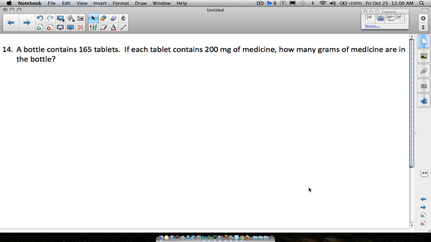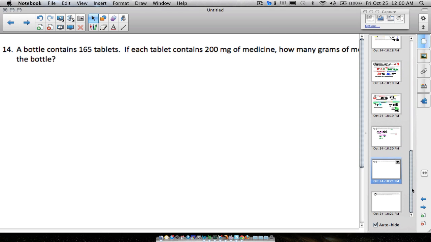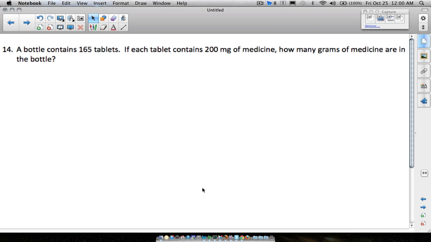All right, what else do we got? How many more problems do we got? 14 and 15, so we're getting there. Number 14. A bottle contains 165 tablets. If each tablet contains 200 milligrams of medicine, how many grams of medicine are in the bottle?